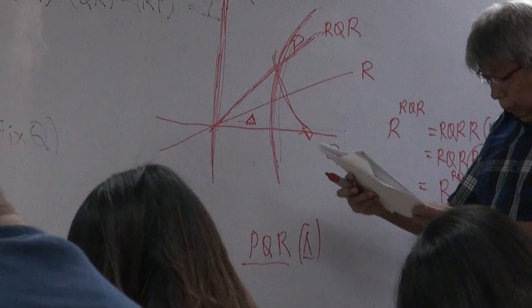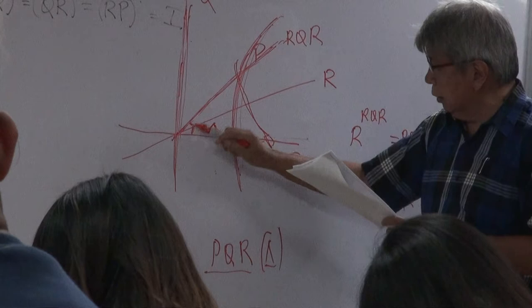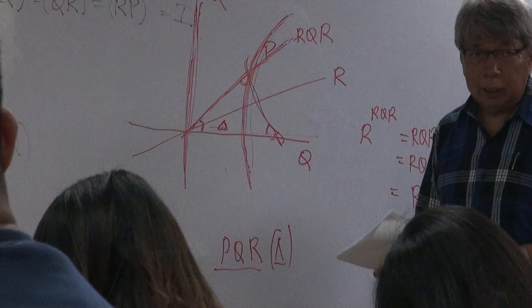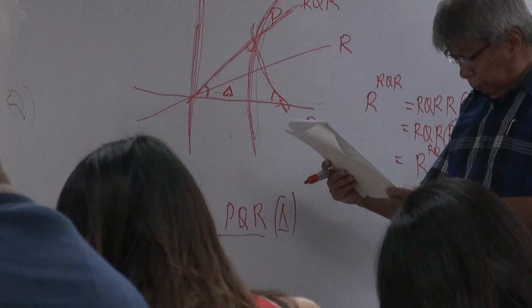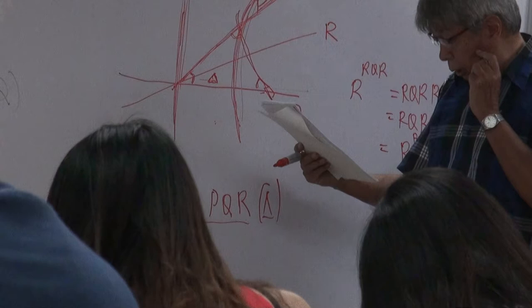So I'm just asking, what is the measure of an interior angle? Okay. So all of those vertex angles have the same measure. So just asking, what's the measure of the angle? And number seven, shade the triangles in the S orbit of delta, where S is the cyclic group generated by PR.